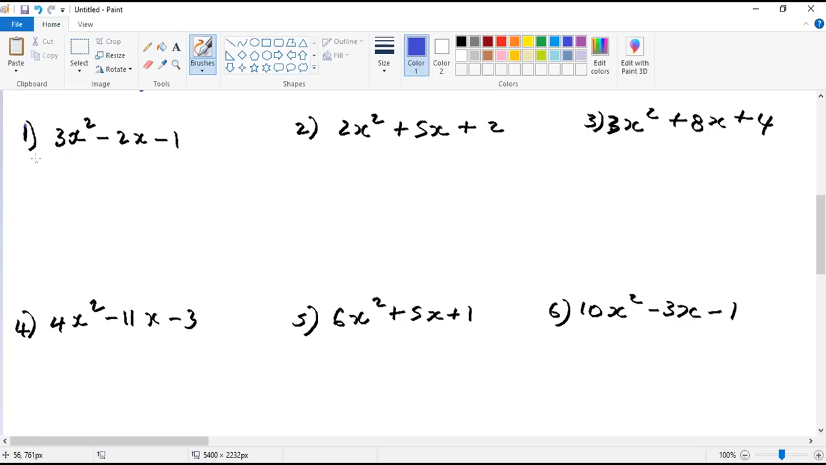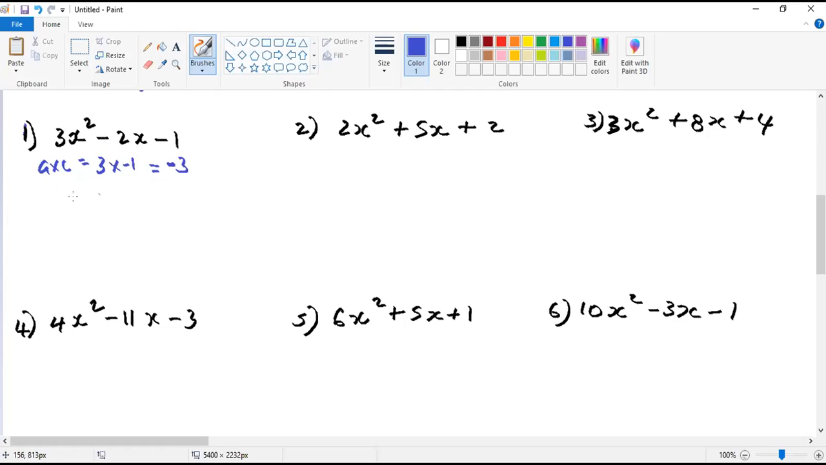So if we look at this, A times C is 3 times negative 1, which is equal to negative 3. So we're trying to find factors of negative 3, right, that we can break out, add or subtract and get negative 2. So any ideas? Any ideas? Negative 3 plus 1. That's it exactly. So negative 3 plus 1.